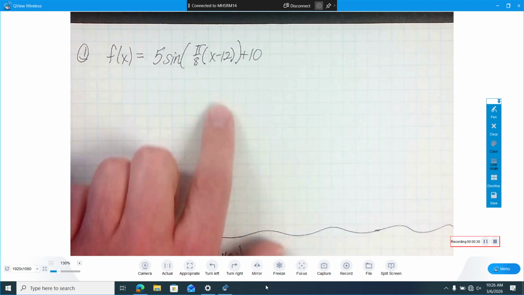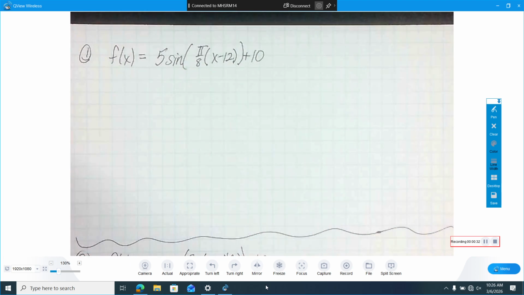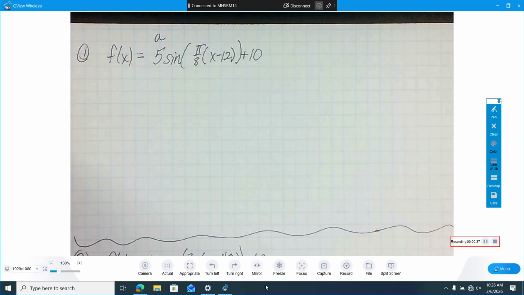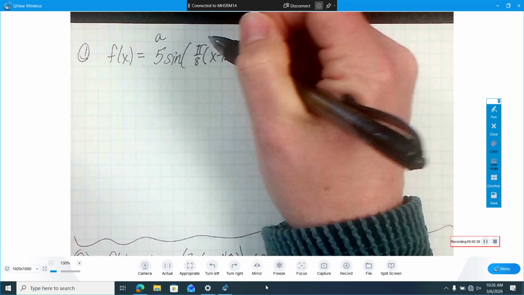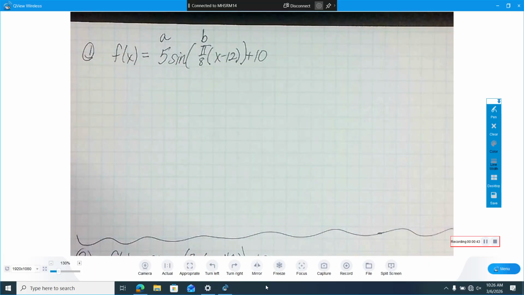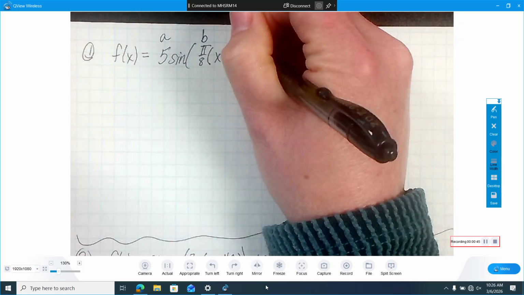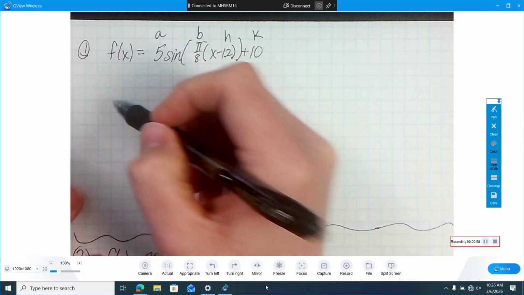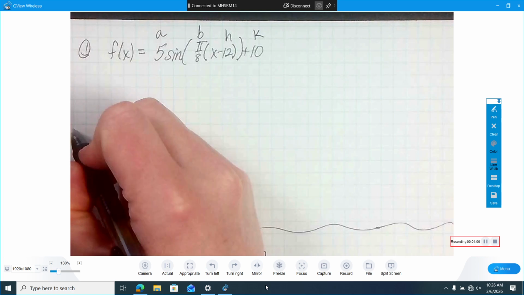So this is every transformation that we have, where this number in front of the sine or cosine is the a, that tells us the amplitude. We have the b, that's the number in front of x. And then we have an h and a k. The h is the horizontal shift of our curve, and k is the vertical change in our sine or cosine curve. Just like yesterday, we're going to start with the k value.